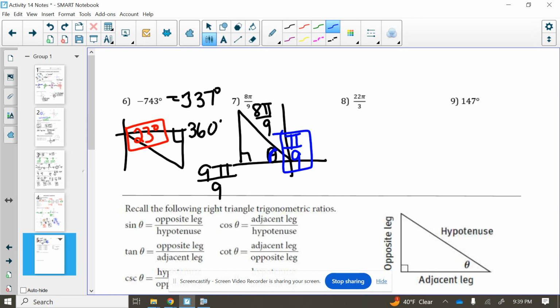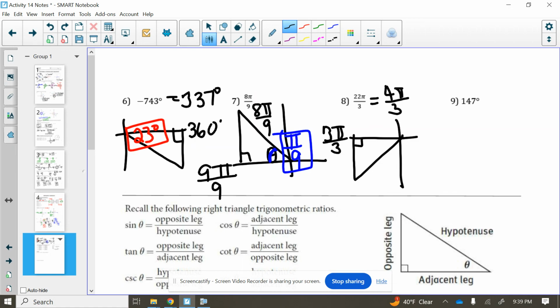1.3 repeating pi is 4 pi over 3. 4 pi over 3 is a quadrant 3 value. And again, the closest value of pi would be 3 pi over 3. That's our closest x-axis. And again, this time we are 1 pi over 3 beyond that to be at 4 pi over 3.